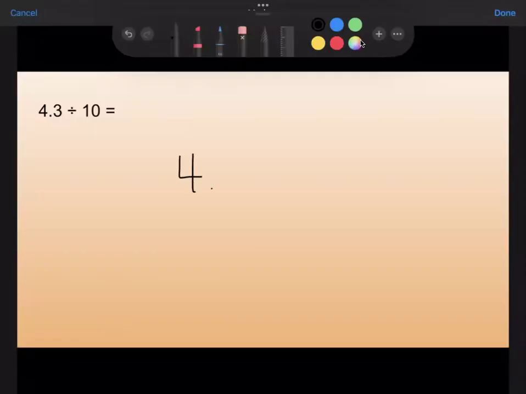I'm going to rewrite 4.3. Okay, so when we divide numbers, they get smaller. When I move a decimal point to the left, numbers get smaller. So I'm going to use that to help me. Since the 10 has 1 zero, I'm going to move this decimal one place to the left, and that would be all I need to do. After I've moved it, my answer becomes 0.43, and I can put a 0 in front just so it looks nice. So 0.43 would be the answer.